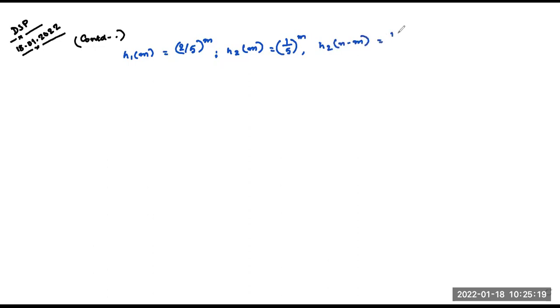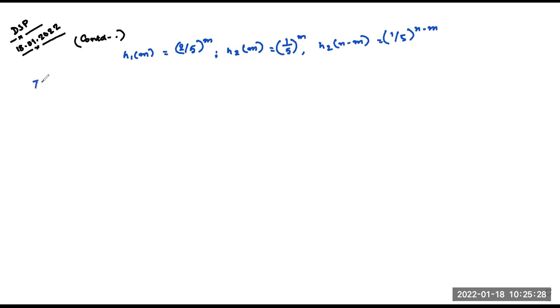Where we are solving the problem, we see that the numerical is continued, and we see that h1[m] equals (2/5)^m, whereas h2[n] equals (1/5)^n, and h2[n minus m] equals (1/5)^(n minus m).